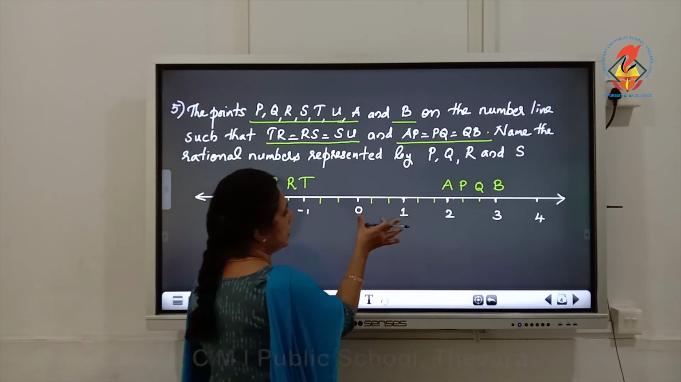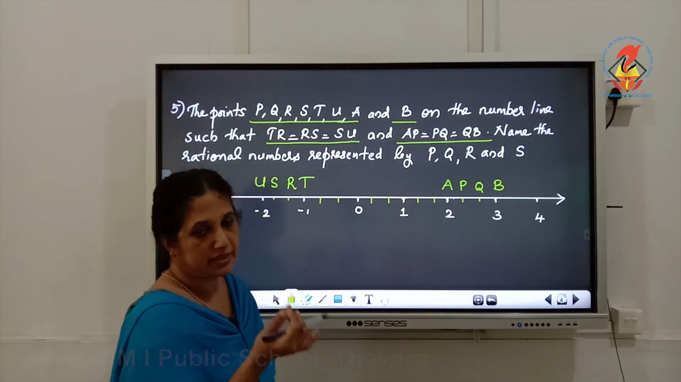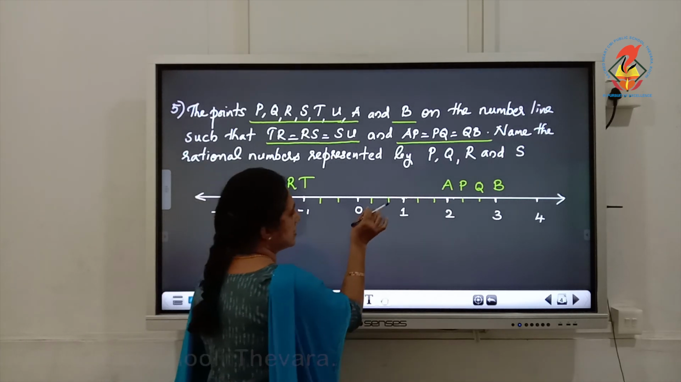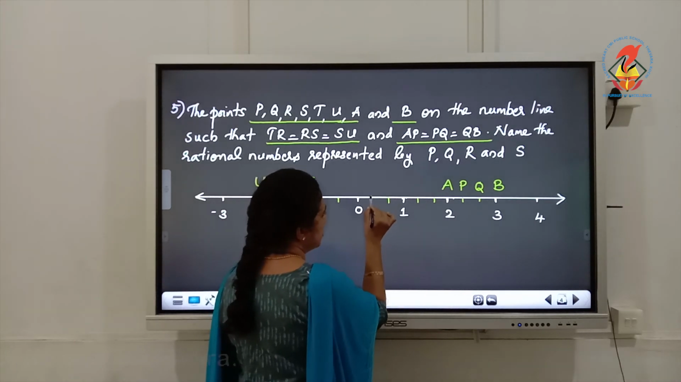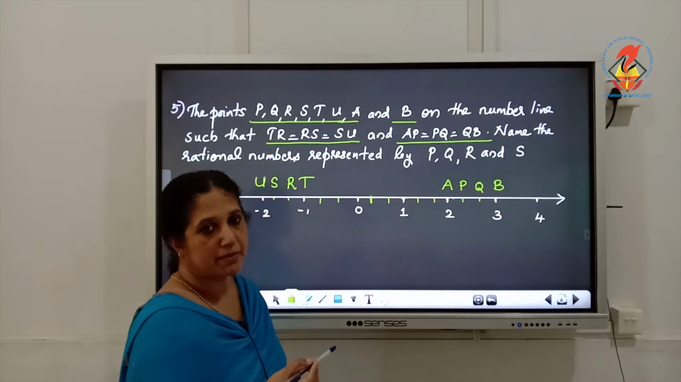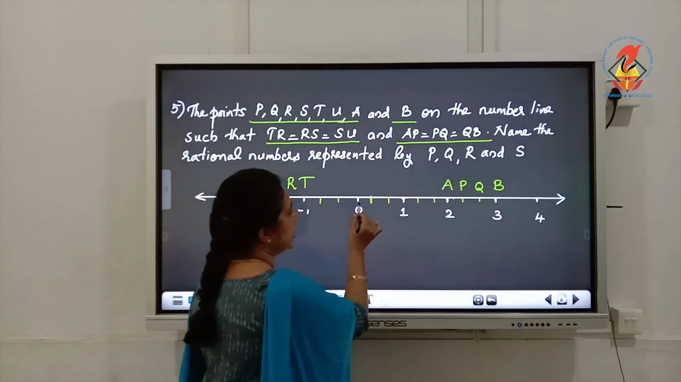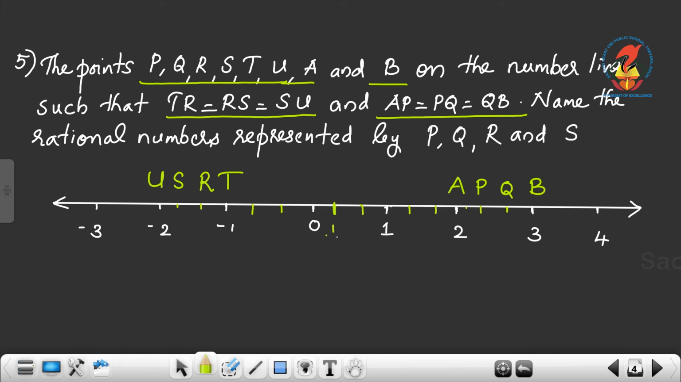So if the distance between 0 and 1 is divided into 3 equal parts, what is the rational number represented by the first part? There are 3 equal parts and this is the first part. So we can take it as 1 by 3. Therefore, the corresponding rational number is 1 by 3. Then the second one, 2 by 3. So 1 we can take as 3 by 3. What is 3 by 3? 3 by 3 is equal to 1.